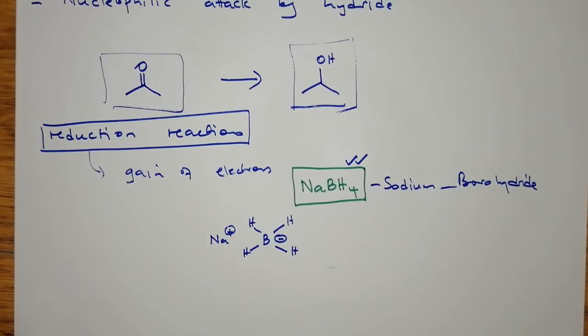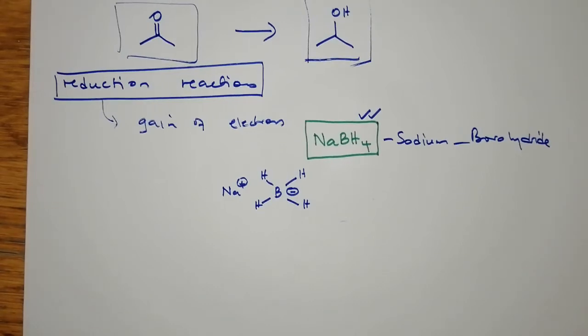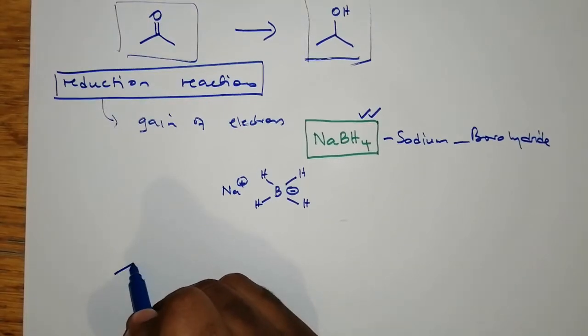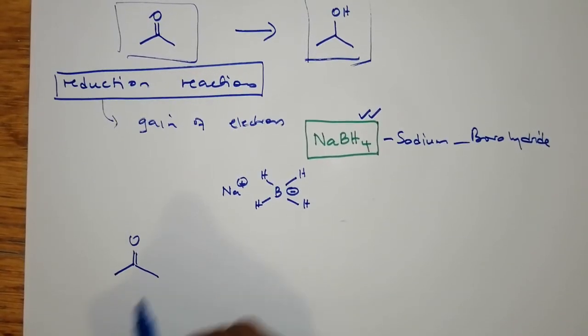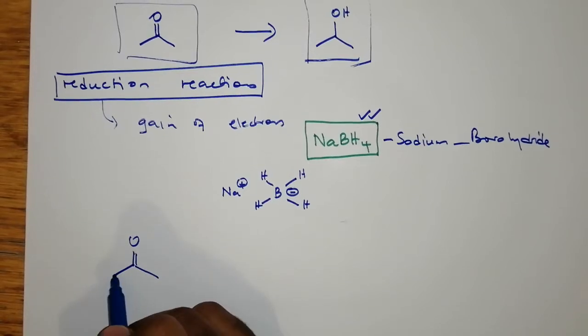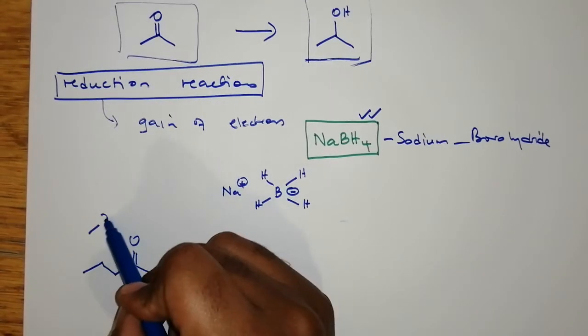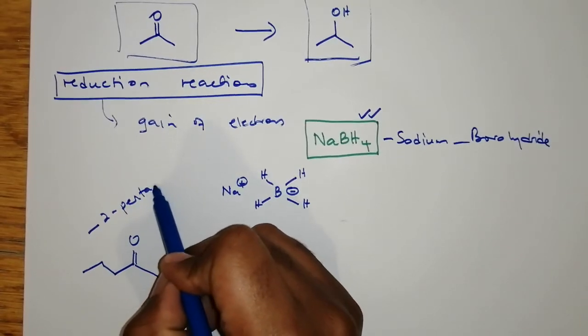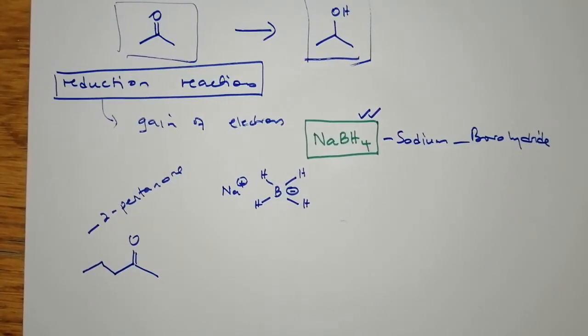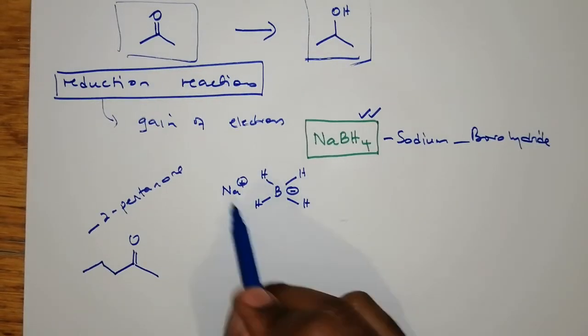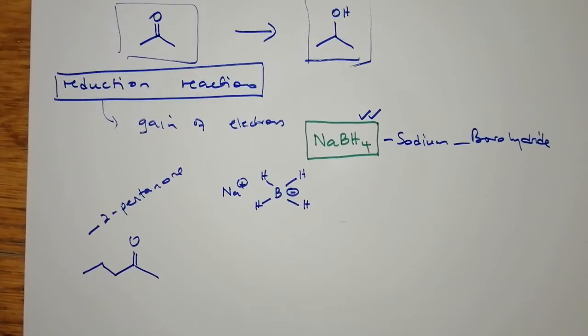Okay, before I say a lot of things, let me just demonstrate what I'm talking about right here. Okay, so let's say we've got this right here, and maybe at home you might know what this structure is. This is numbered 1, 2, 3, 4, 5. I started from this carbon because it is closest to this. So this is 2-pentanone, right?